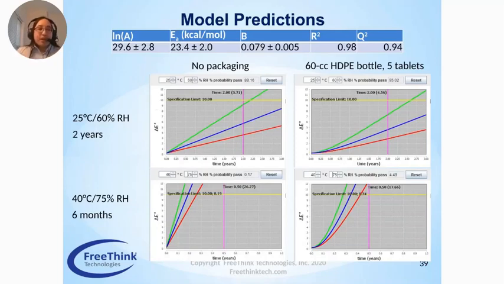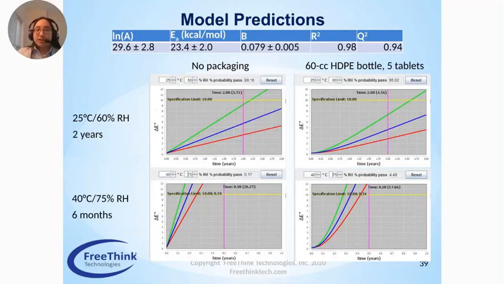These four plots show the predictions for shelf life at 25/60 and 40/75 without packaging and in HDPE bottles containing 5 tablets. So you see at 25/60, it's an okay probability of passing, about 86% chance of making 2 years. At 40/75, there's basically no chance, a 0.17% probability of passing. If we put these in packaging, just 5 tablets in a bottle, then we make the 95% probability we want at 25/60. Even then, at 40/75, we're not going to pass.